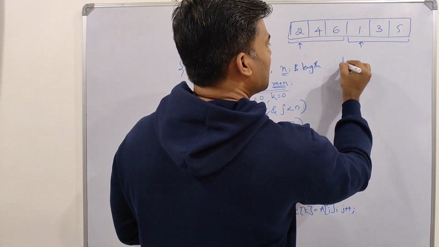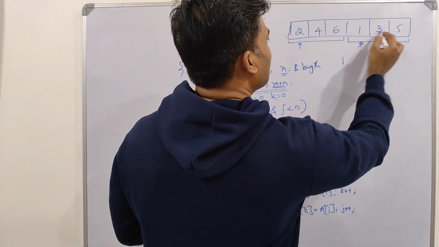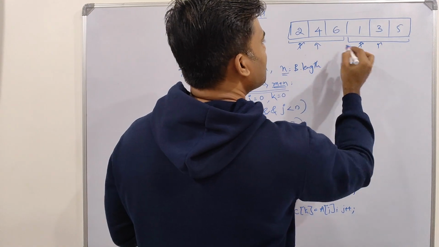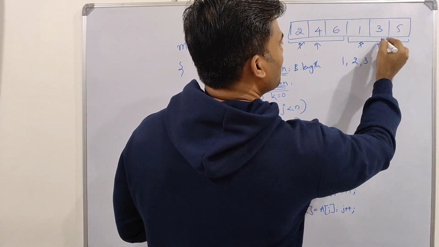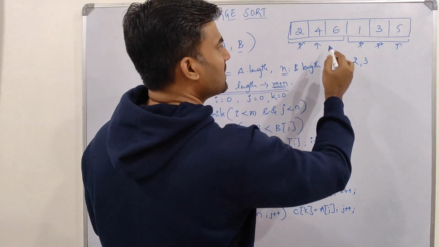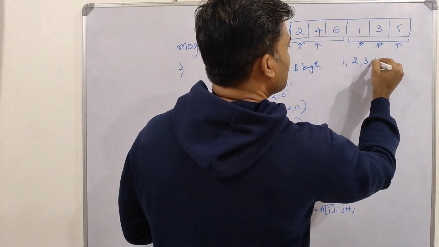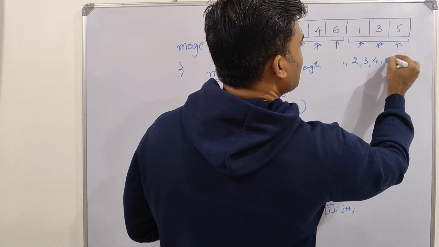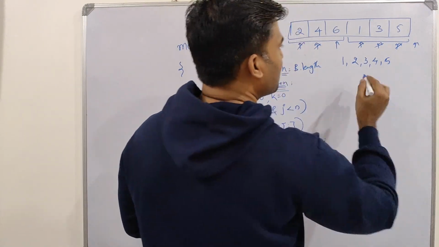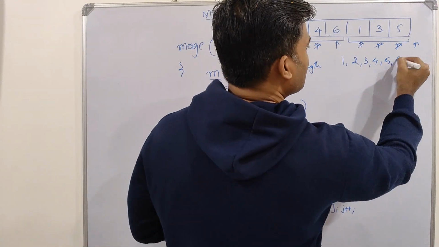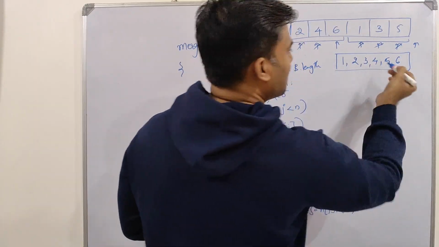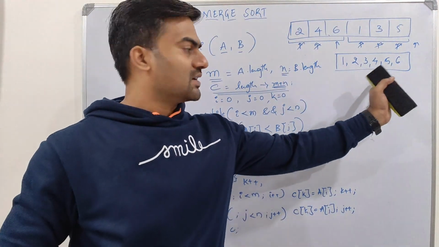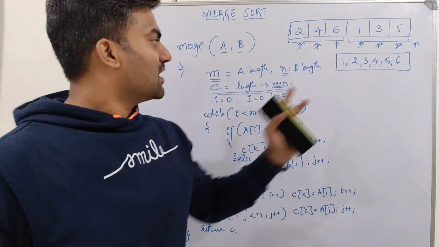This is smaller, I'll take it and increment this. I'll compare these two. This is smaller, I'll take 2, I'll increment this. I'll compare these two. This is smaller, I'll take it and increment. Out of these two, this is smaller, I'll take this, I'll increment. This is smaller, so I'll increment, I'll stop here, and this is the remaining element, so I'll take it and place it. So this way we get the sorted merged array.